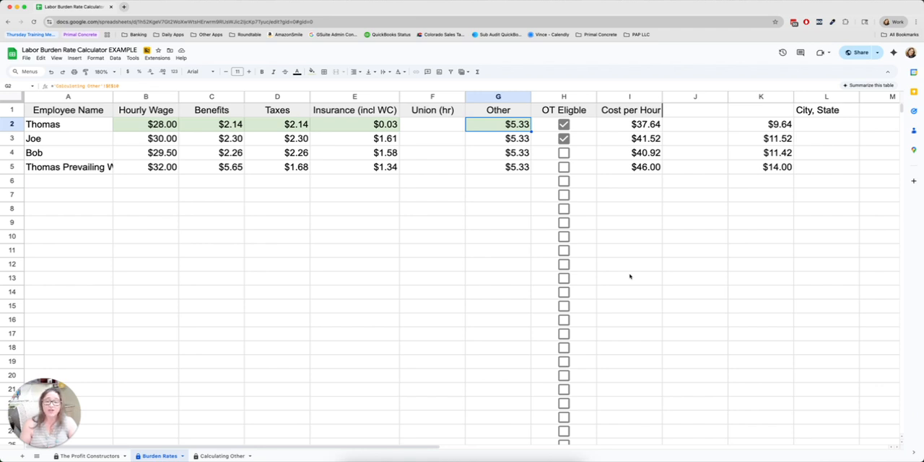So when you're pricing your jobs, don't make the $28 an hour mistake. Know your real numbers. Thomas doesn't just cost you $28 an hour, he costs you $37.64. And if you don't charge accordingly, you're paying the difference out of your own pocket.